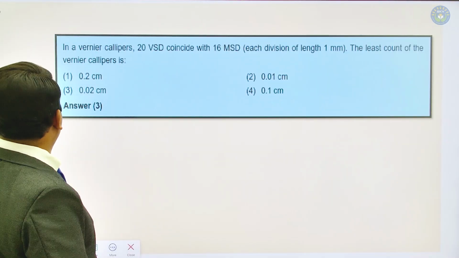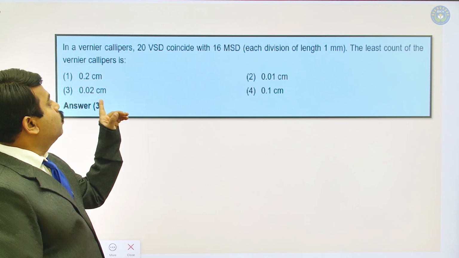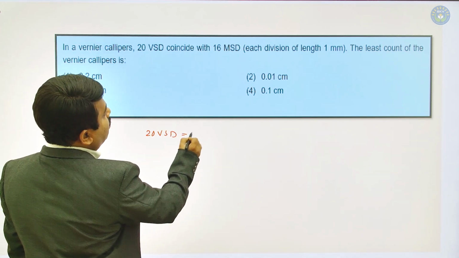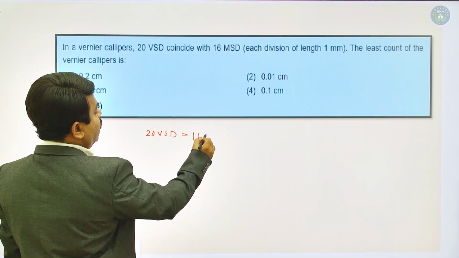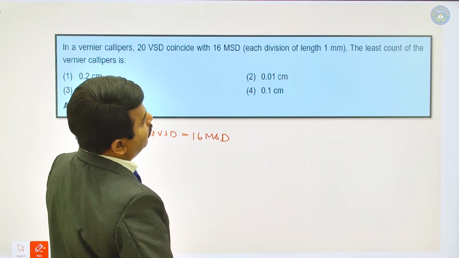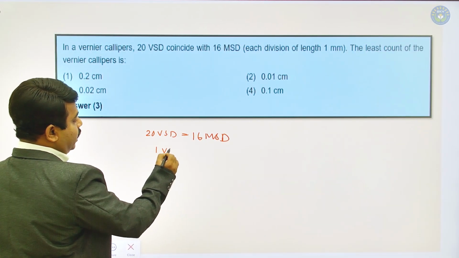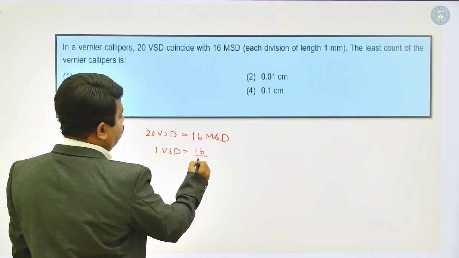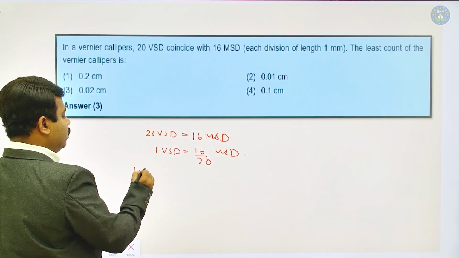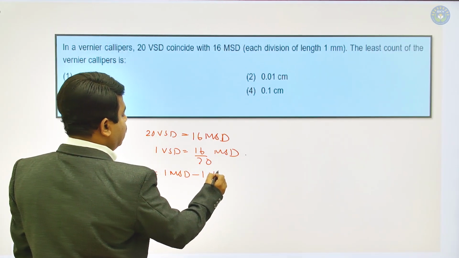All right. Now let us go to question number 25. In a vernier caliper, 20 VSD coincides with 16 MSD, right? And each division of length 1 millimeter. The least count, see, then what is 1 VSD? 1 VSD is equal to 16 by 20 MSD. What is least count we studied? That is 1 MSD minus 1 VSD, right?